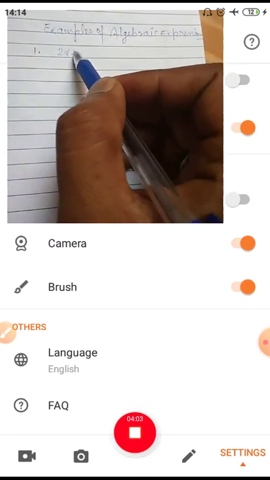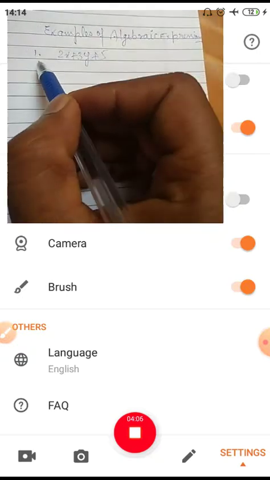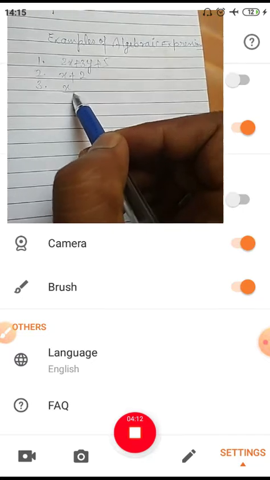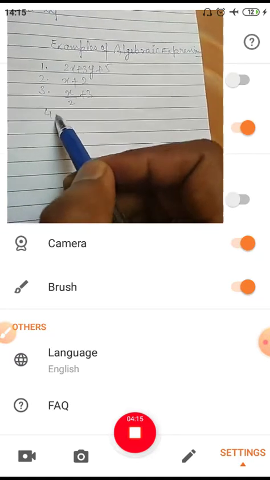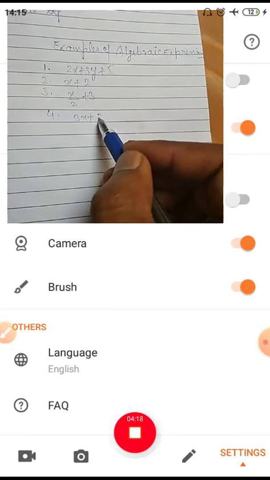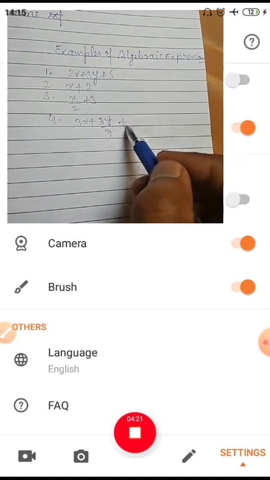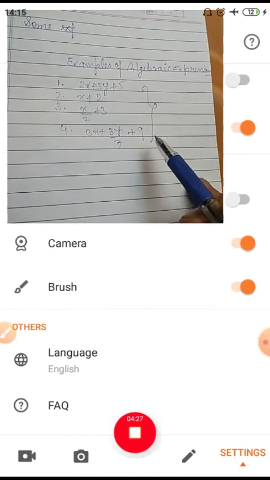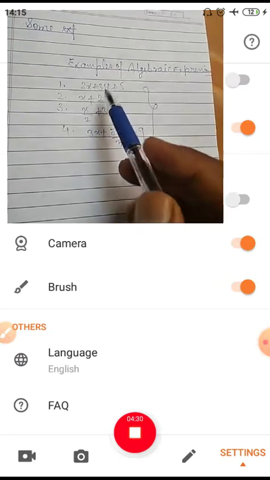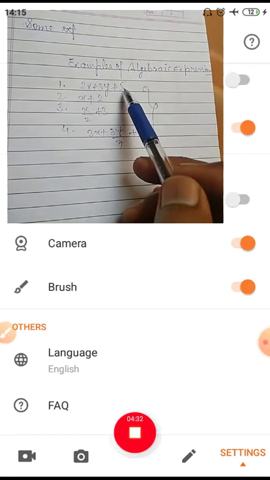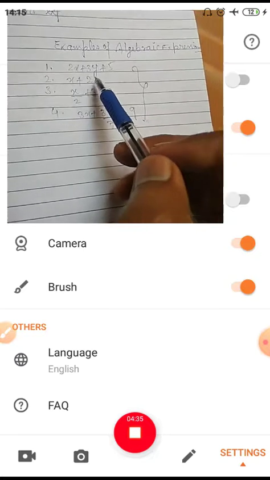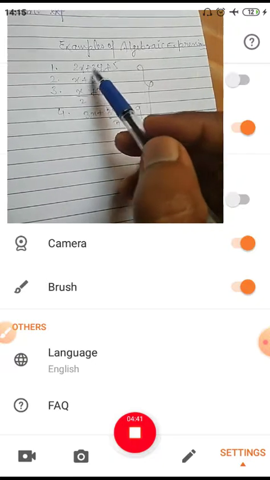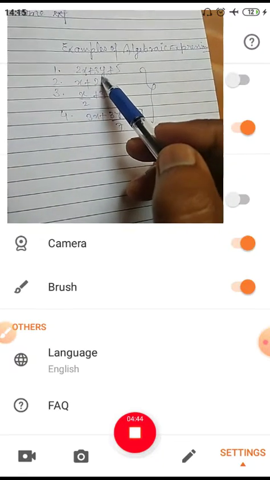Now, examples of algebraic expressions. First, 2x plus 3y plus 5. Second, x plus 2, 3x upon 2 plus 3, 3x plus 3y upon 7 plus 9. All these are examples of algebraic expressions. The value of these expressions completely depends on the value of the variables you choose, because x and y are variables, they can be assigned any value.